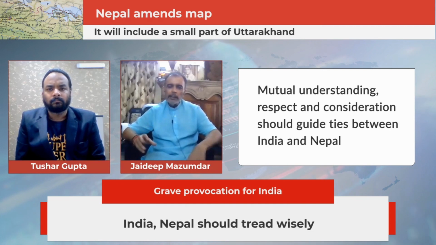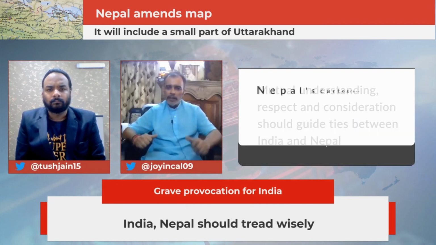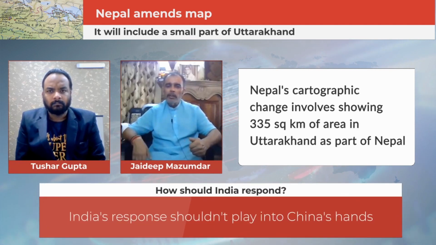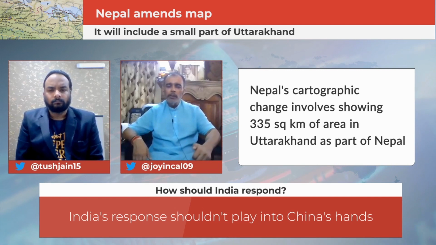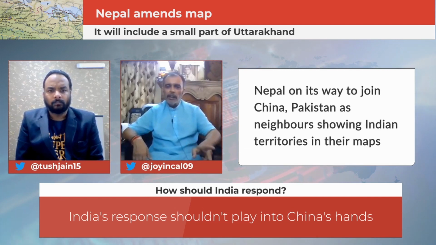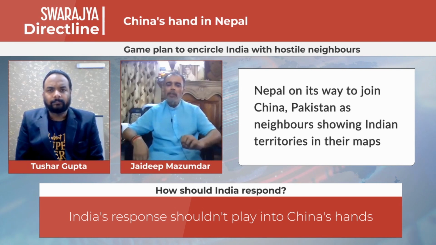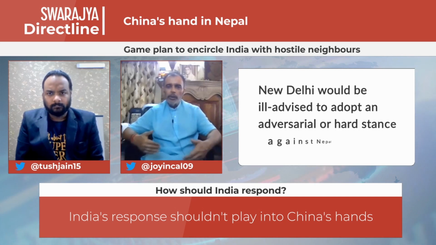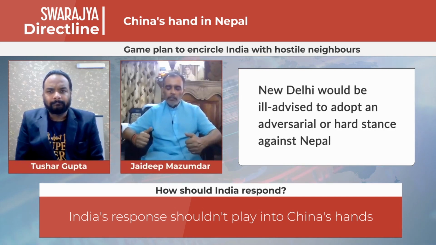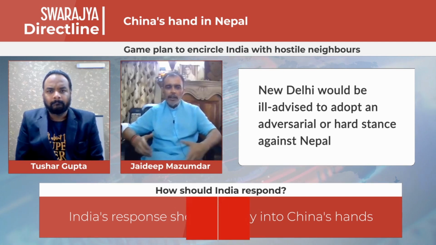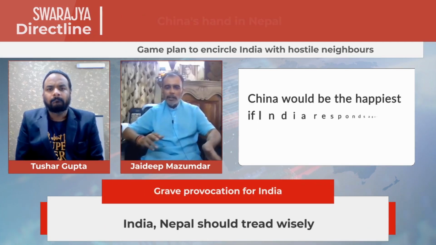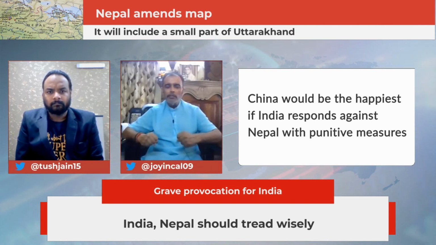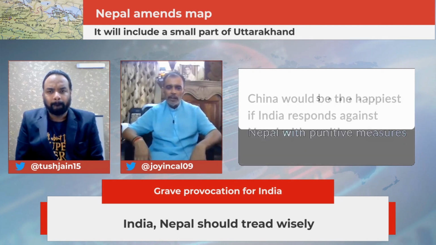In November, when Article 370 and 35A were abrogated, and the whole state of Jammu and Kashmir was hived off into two union territories of Ladakh and Jammu and Kashmir, India obviously had to issue new political maps showing the two as union territories. Nepal suddenly said that, hey, you have included Kalapani, Lipulek and Limpiadhura in your map, whereas that was not the case. There had been no cartographic changes as far as India is concerned.